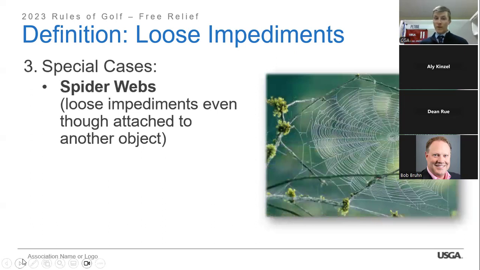Spider webs, we can remove these, although they may be attached, they're easily removable. So these fall into a loose impediment. So if you want to remove a spider web, the reasoning behind this, they're very easy to walk through. So we're just trying to remove that risk of players getting inadvertent penalties here when they're walking through the jungle, or I know in Florida, the mangrove, there's a lot of spider webs in there. If you're walking through there, walk through a spider web, you're not going to get a penalty for removing that.